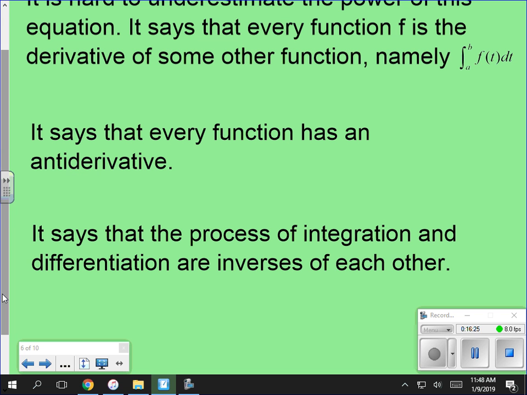The mechanics of today's lesson is taking the integral. That's not that hard. But the idea behind this fundamental theorem, that's a big deal.